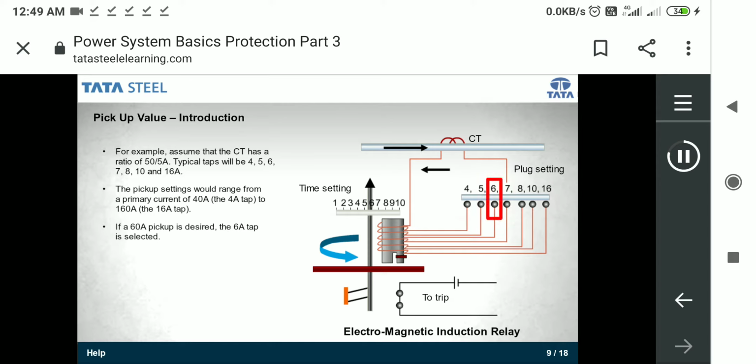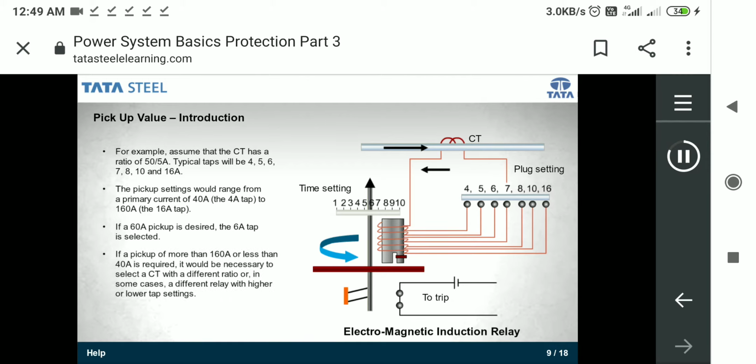If a 60 ampere pickup is desired, the 6 ampere tap is selected. If a pickup of more than 160 ampere or less than 40 ampere is required, it would be necessary to select a CT with a different ratio or in some cases a different relay with higher or lower tap settings.